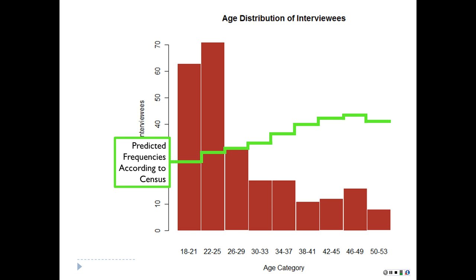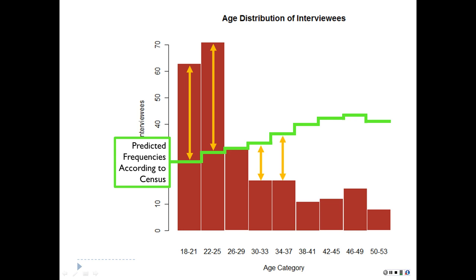But we can see that there's big deviations. There's the deviation in that category. They interviewed way too many 18 to 21-year-olds, way too many 22 to 25-year-olds. 26 to 29-year-olds, they were dead on. They were practically dead on what the census said for 18 to 29-year-olds. But that was kind of an accident, because their frequencies are dropping like this, and the census frequencies build up to a mode here of 46 to 49 and then start to drop.